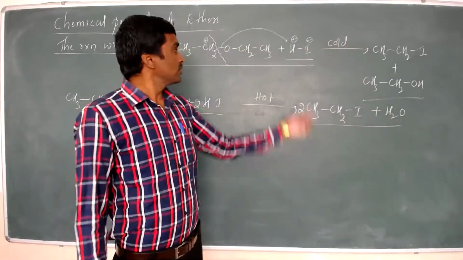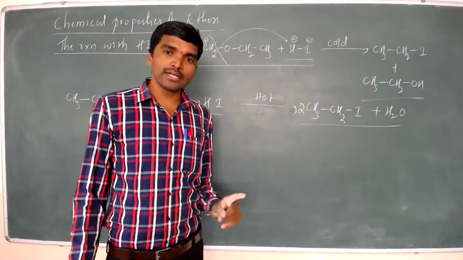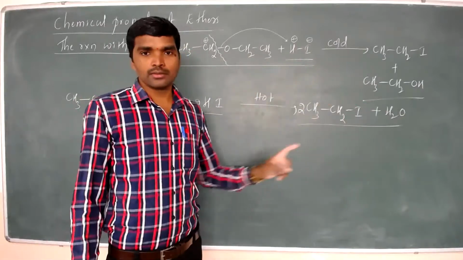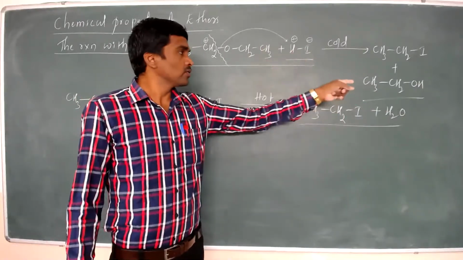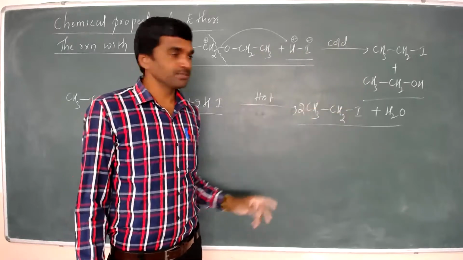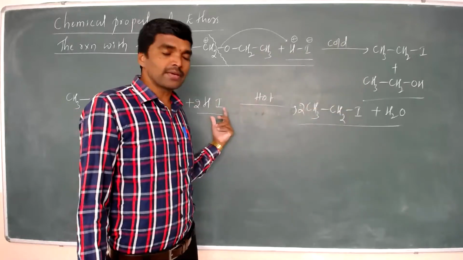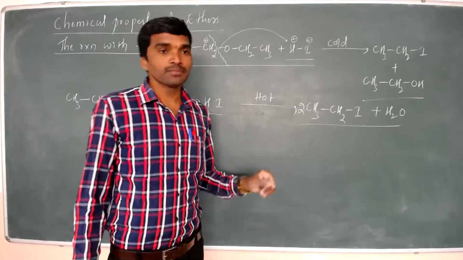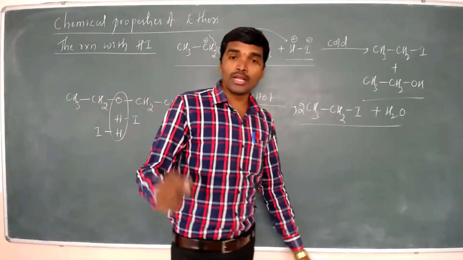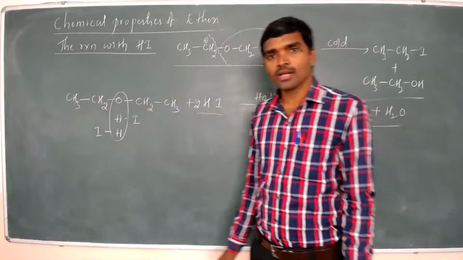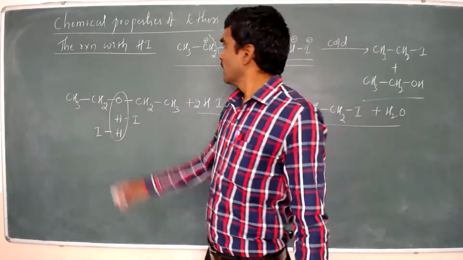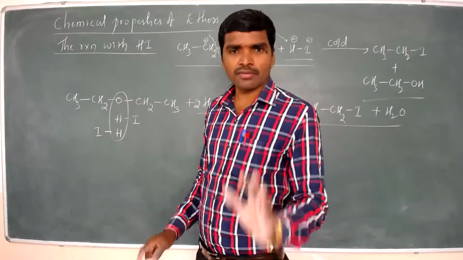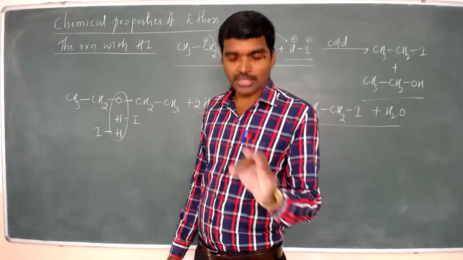You remember these two types of condition. Cold condition means two products are found, since we're taking one HI: ethyl iodide and ethyl alcohol. Hot condition means excess HI is involved, so only one product is formed, that is ethyl iodide. These two reactions were only for symmetrical ethers. What is the meaning of symmetrical ethers? Oxygen has the same number of carbons on the left side and right side.